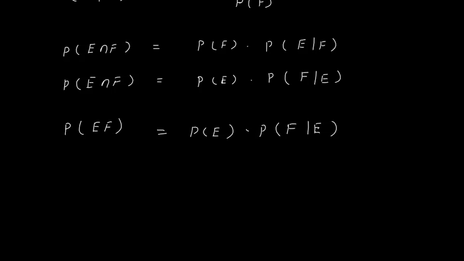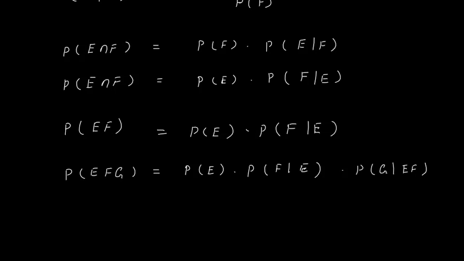Now if I generalize it for more than 2 events, say for 3 events E, F and G, then probability of E, F, G is going to be equal to probability of E, say my first event E happened, then the possibility of event F given that E already happened, into probability of G given that E and F both happened. So in this way I can generalize this concept. This is our multiplication theorem. So the multiplication theorem is not too different from conditional probability.